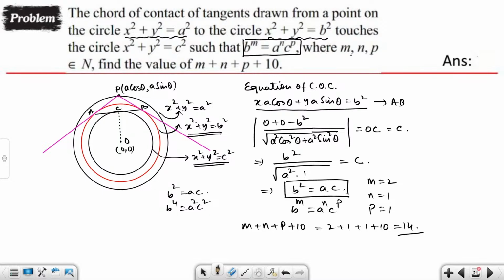So here M, N, P are the least natural numbers. Is it clear or not? Right? Therefore, your answer is 14. Your answer is 14 in this case. I hope it is clear to all of you. Absolutely. Okay, let's move to the next problem.